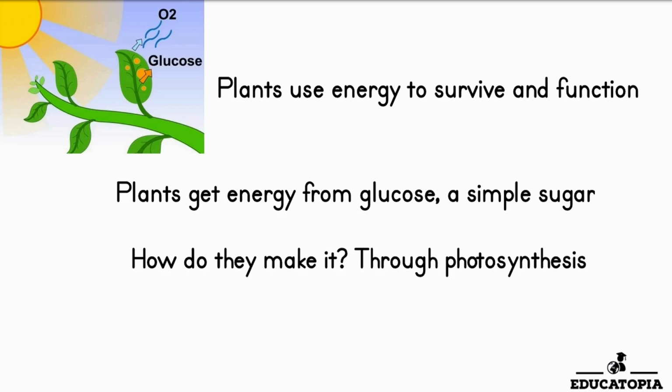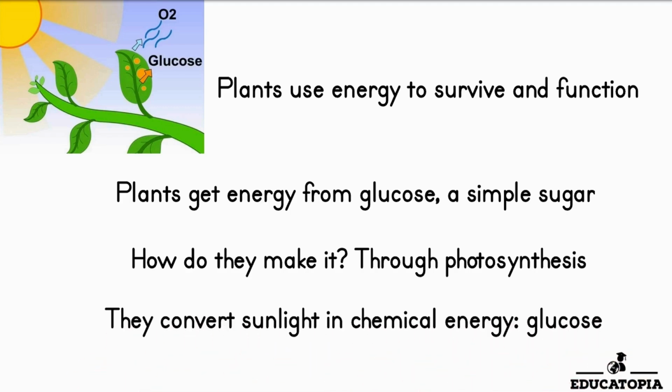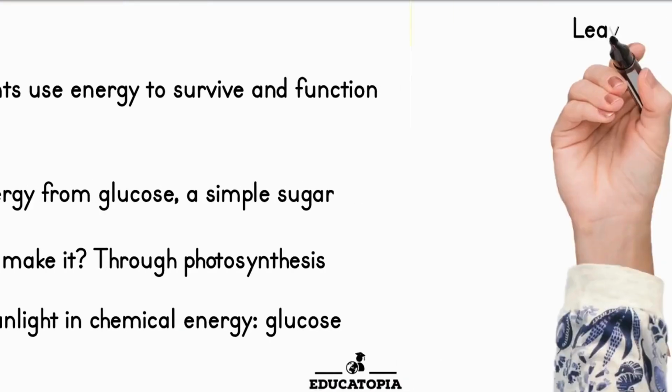Let's find out. Plants have a fantastic superpower called photosynthesis. Through this process, they harness the energy of sunlight and convert it into chemical energy, stored in the form of glucose. Here is how it works.